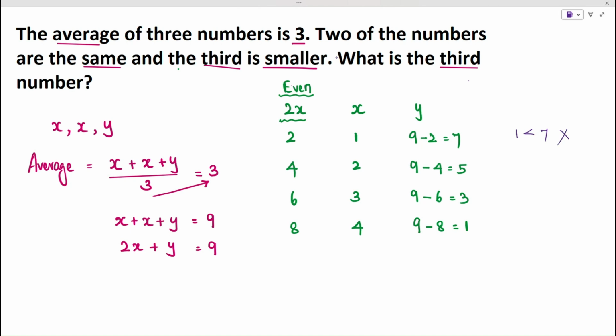Next, we have x equals 2 and y equals 5. Here, 5 is greater than 2. So y is greater than x, and this can't work. Our next values, 3 and 3. So here we have 3 is equal to 3, but this is incorrect as well because y has to be smaller, not the same, smaller. And with our last case, we have 4 is greater than 1. In this case, x is greater than y, so it's correct. So our third number, which is y, is equal to 1.